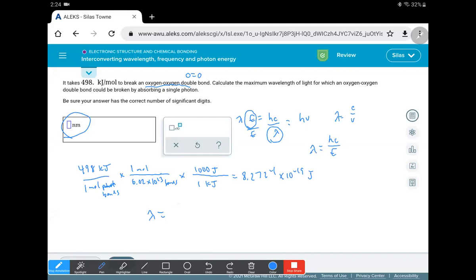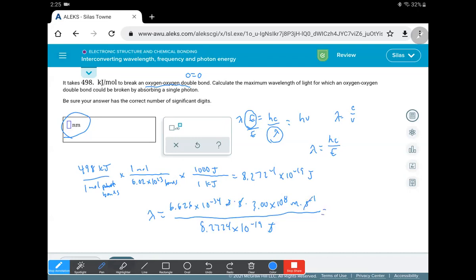So let's use some of our constants here. 6.626 times 10 to the negative 34th joule seconds. Speed of light, 3.00 times 10 to the 8th meters per second. And then my energy was 8.2724 times 10 to the minus 19th joules. So let's look at cancels, or units. Joules cancel, seconds cancel. We got left with meters.